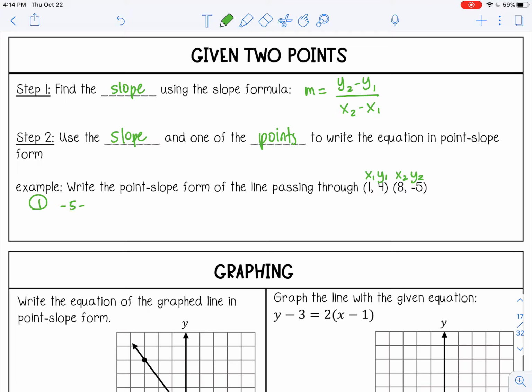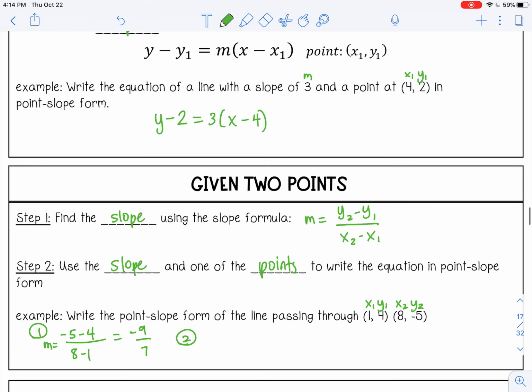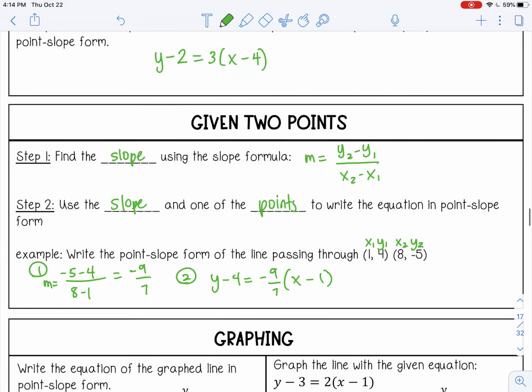All right, so negative 5 minus 4, 8 minus 1. So that would be negative 9 over 7. All right, we can't reduce that any, so we'll leave it like that. And then step 2, we just use that slope and one of the points to write the equation of the line in point-slope form. So I'll scroll back up so you can see. So y minus, I'm just going to use this first point here, minus 4 equals our slope, negative 9 over 7, x minus 1. So that is my answer.